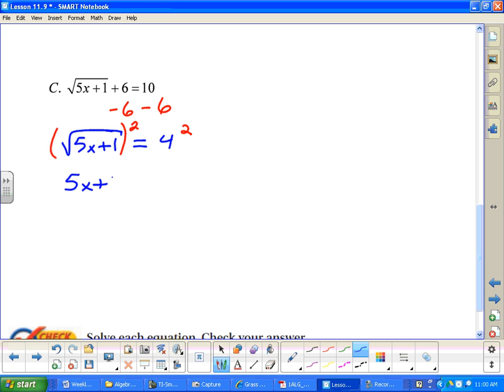That eliminates the radical. And I have 5x plus 1 equals 16. And then it's just a matter of solving this simple linear equation. Subtract 1. And divide by 5.